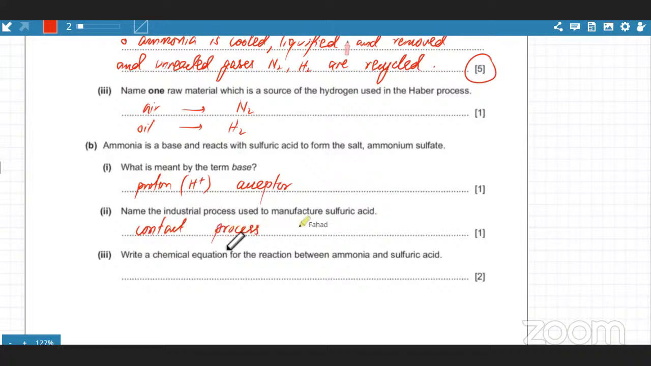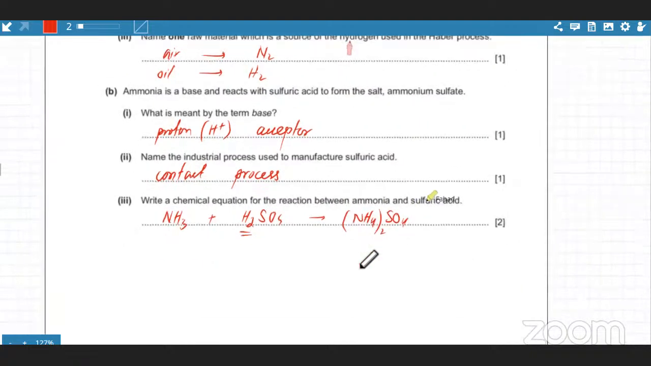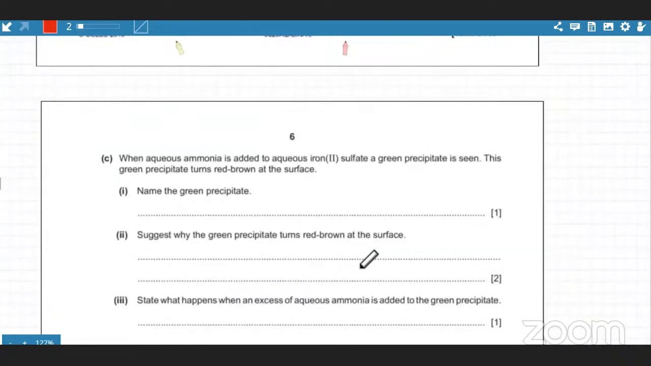And you're also being asked, write a chemical equation for the reaction between ammonia and sulfuric acid. So it would form an ammonium salt. Ammonia plus sulfuric acid, so it's going to neutralize the sulfuric acid. The H is going to be replaced by ammonium. So ammonium is NH4 plus 1, so it's going to be bracket twice. SO4 is minus 2, so it's going to be NH4 twice and SO4. You need to balance this, so there should be two NH3 molecules. Let's move to the next part.